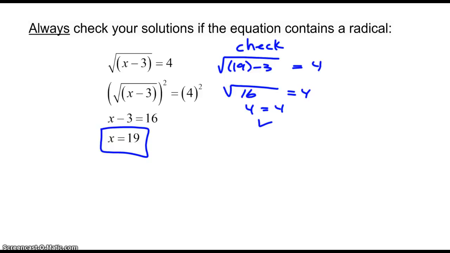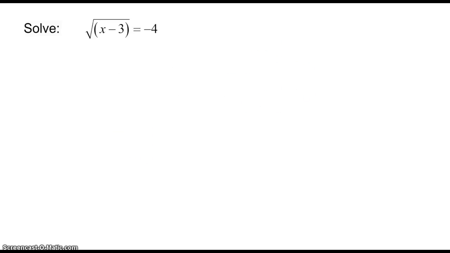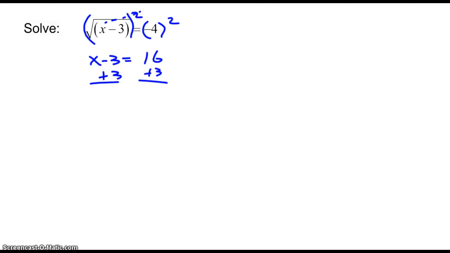Okay, so the procedure in general is that if you have a square root in an equation, you isolate that on one side, and then you square both sides to get rid of the square root. So let's try this one together. We're going to do the same thing. We're going to square both sides. And so the square and the square root will cancel, and I'll have x minus 3, and then negative 4 times another negative 4 is positive 16. And when I add 3, I get x equals 19, the same solution from before.